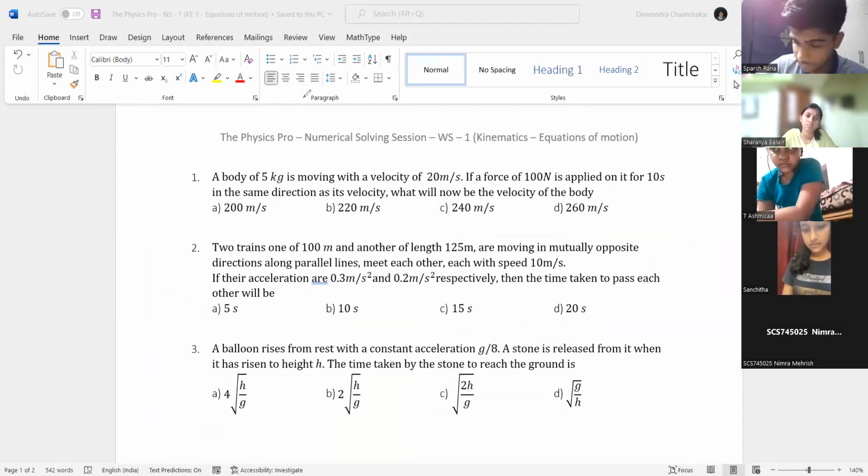See, two trains, one of 100 meter and another of length 125 meter, are moving in mutually opposite directions along parallel lines. Meet each other, each with speed 10 meters per second. If their accelerations are this and this respectively, then the time taken to pass each other will be. Now, how will you approach it?